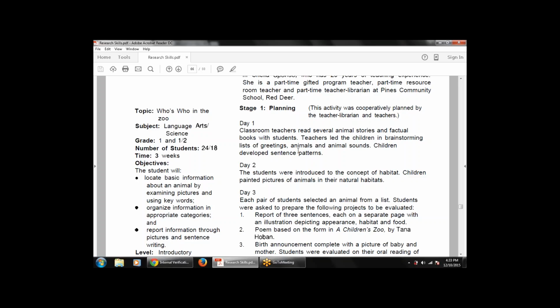Then on day 2, the students were introduced to the concept of habitat and painted pictures of animals in their natural habitat. Then on day number 3, each pair of students selected an animal from a list. Students were asked to prepare the following projects to be evaluated.